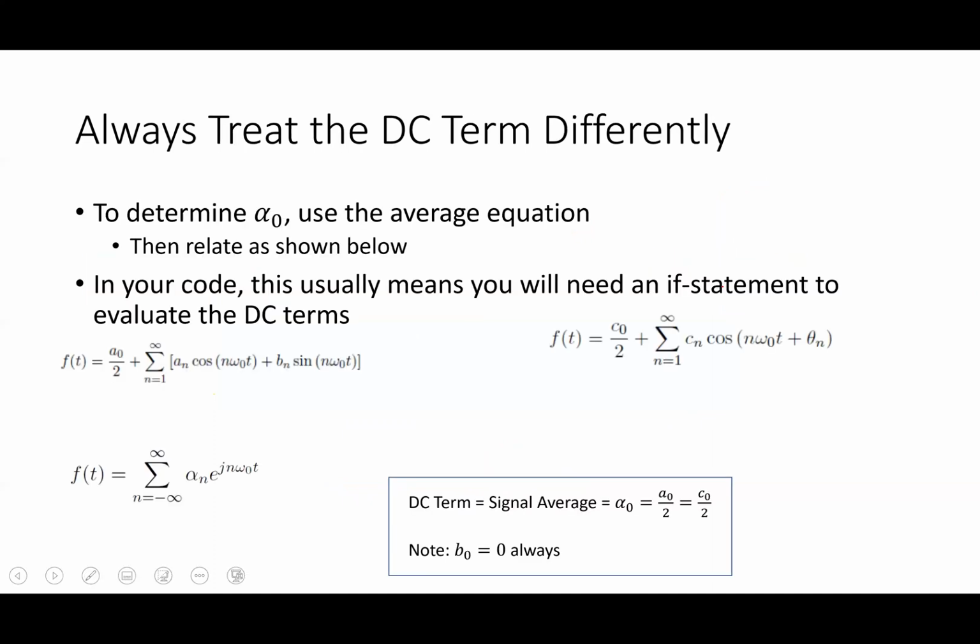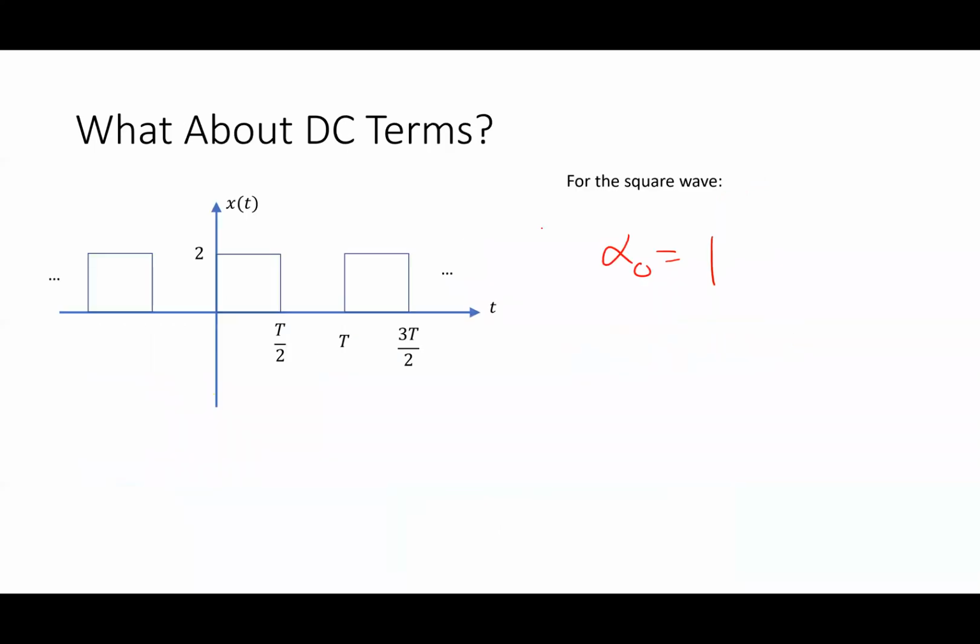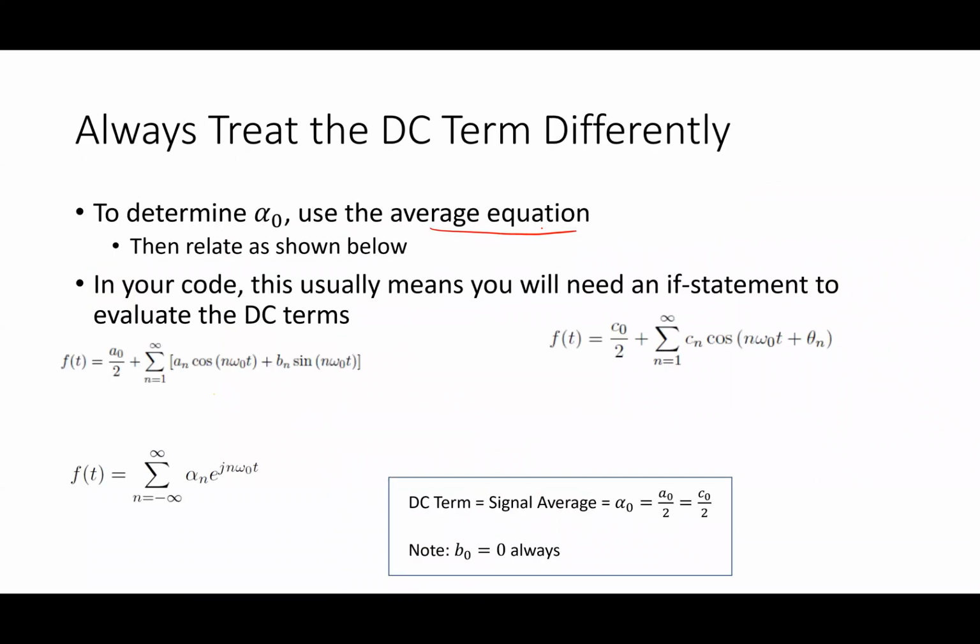In general, this is the thing I mentioned already: usually if you're trying to figure out this n equals 0 term, we use the average equation. So alpha 0 is the average over a period. Typically we look at the average value over the period from 0 to T, but in general it can be any period. So this would be the integral of x(t), or to be consistent with the slide, f(t) dt.